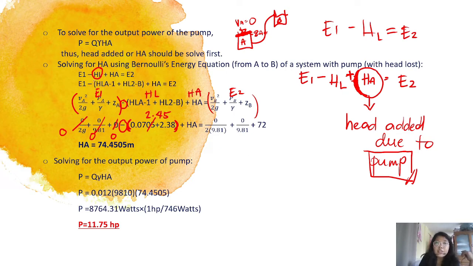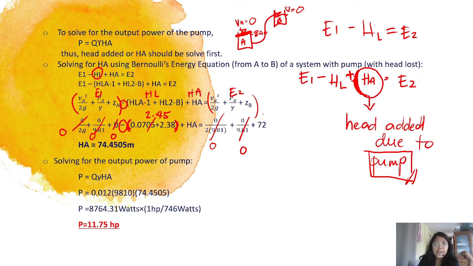Paki-take note na lang nitong parenthesis. Okay, so 2.45 plus HA is still missing in our equation. So yun yung hanapin natin. Is equal to itong E2, so again, the velocity at point P doon sa water surface is assumed to be 0 kasi nga stagnant. Tapos yung pressure naman at point B is also assumed to be 0 since open surface.